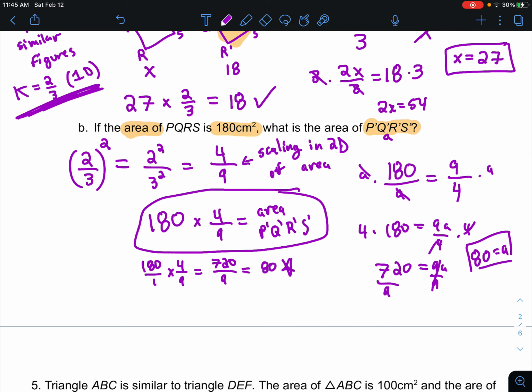And we can verify our answer as well. So if the area of our first one is 180, well, 80 over 180 should equal 4 over 9. And if we reduce these, 80 and 180, we can divide each by 20, and we would get 4 over 9 equals 4 over 9. So we check our work, and we find that we are correct.